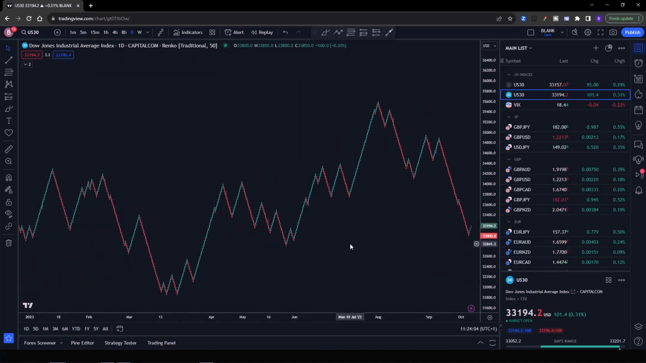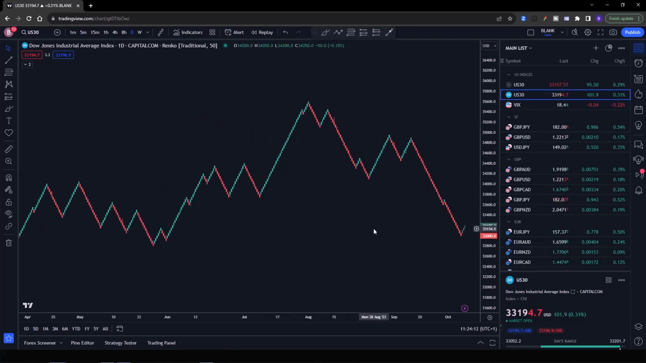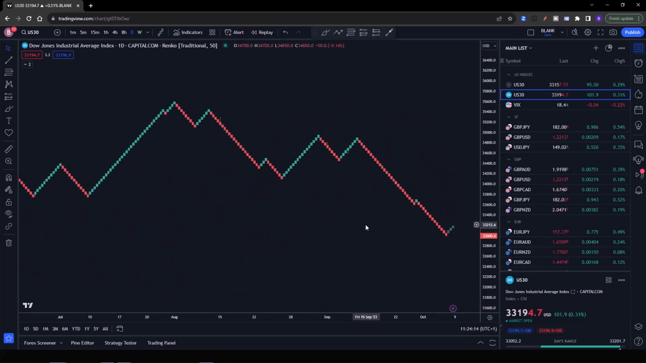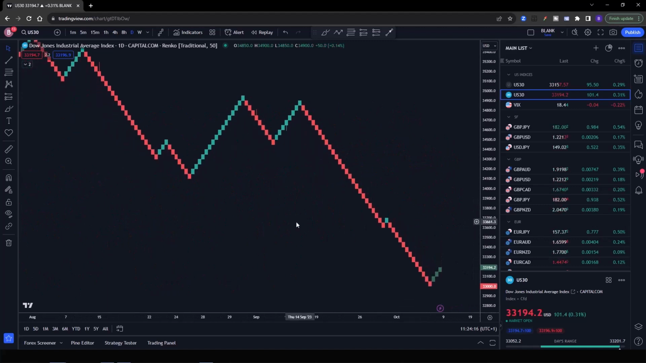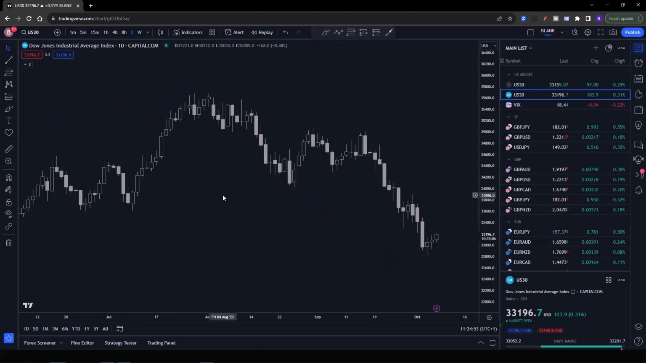A lot of the strategies used with Renko revolve around counting bricks. So if you see so many green ones, then you sell, or if you see so many red ones, then you buy, and it's that sort of thing. So these are Renko charts, and again, I don't really use these. I've tried strategies that rely on Renko, and I've not had great results with them. So I prefer to use candlestick charts, and that's because it gives me all the information I need in a way that's really easy to understand.